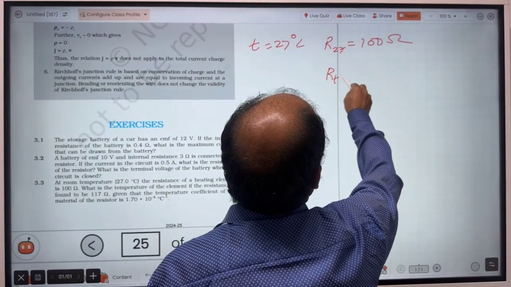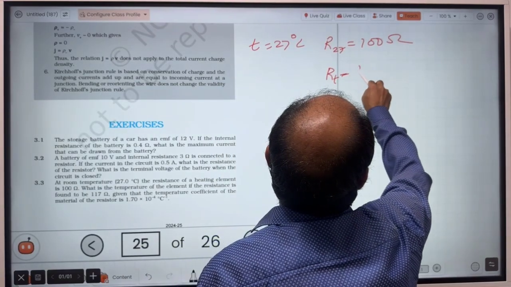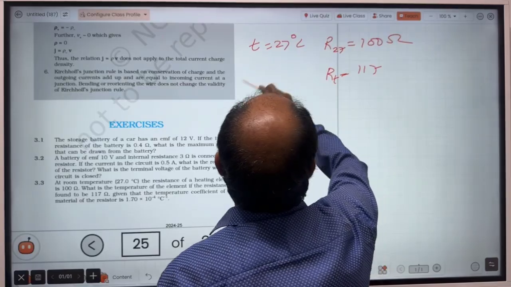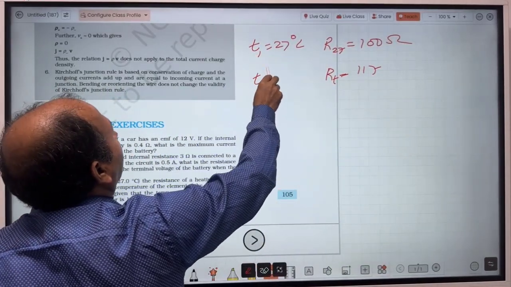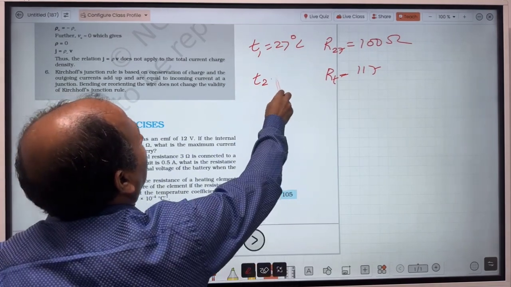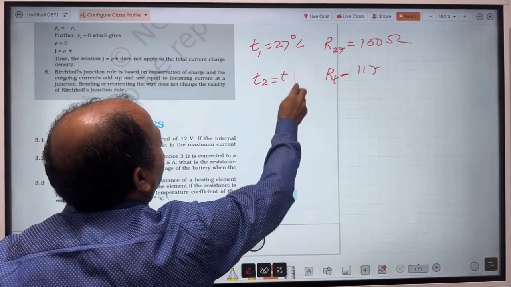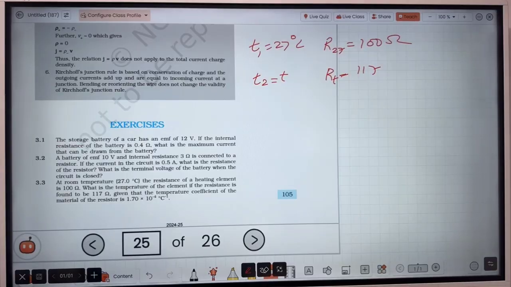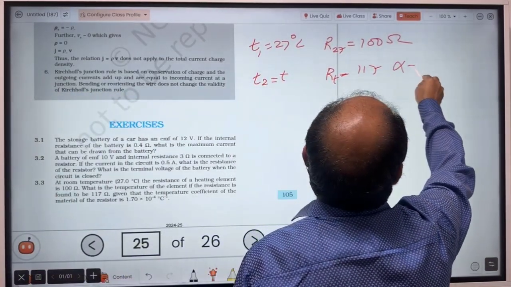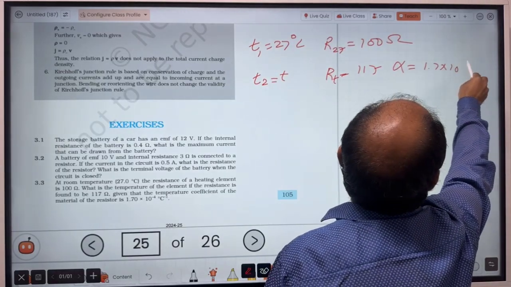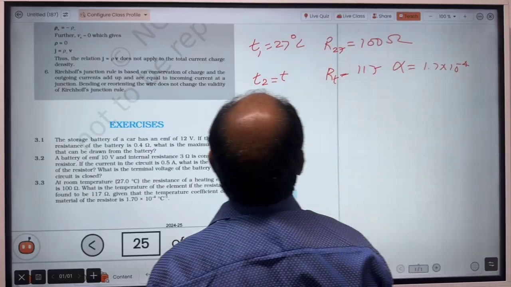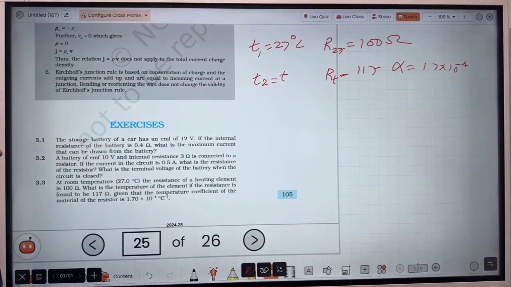Now at RT it is 117, and here if we take it as T1, we write this as T2, that will be better. T2, or you can write it as T. So RT is 117, and here alpha is also given. Alpha is given as 1.7 into 10 power minus 4. So you can do one thing. You can write the relation for alpha and then evaluate.